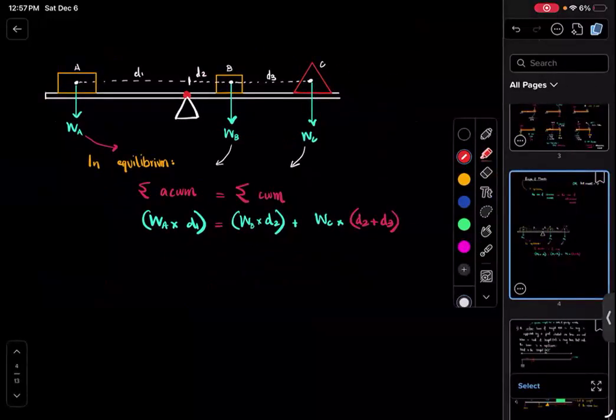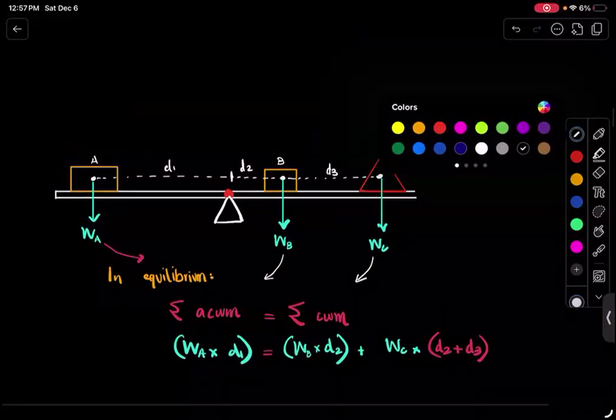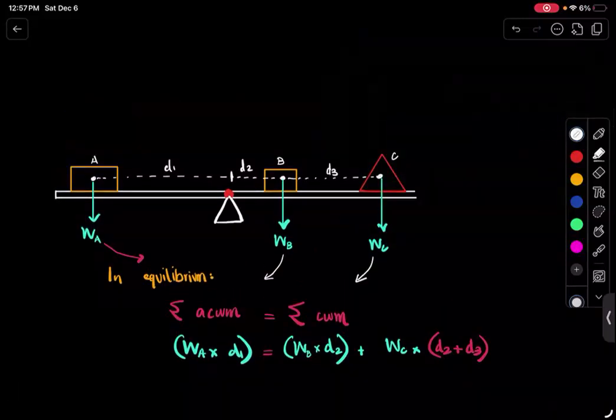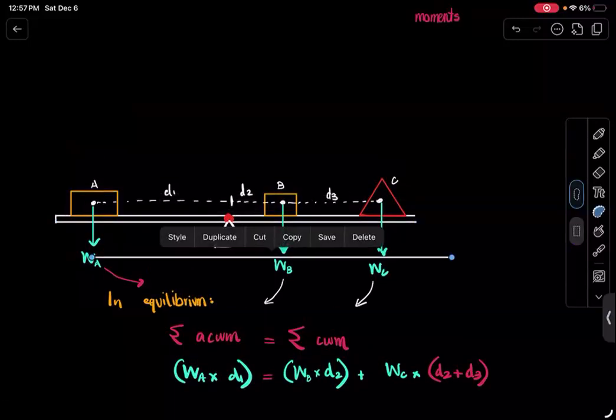Yes. Any questions up to this point? This is all IGCSE stuff up till now.